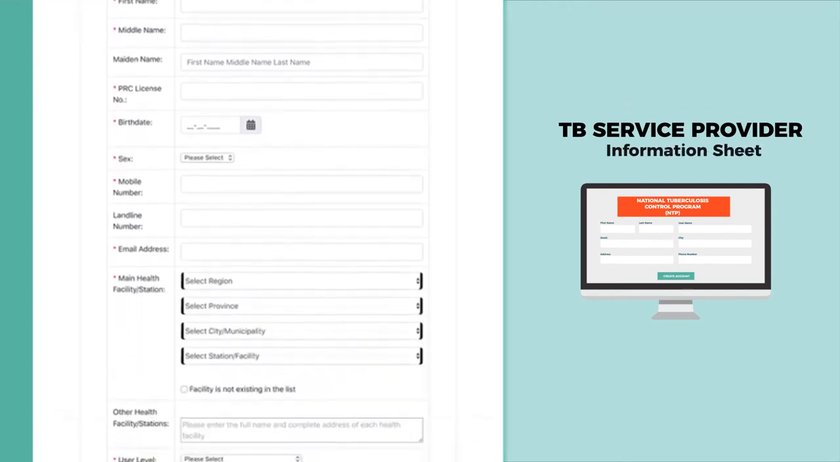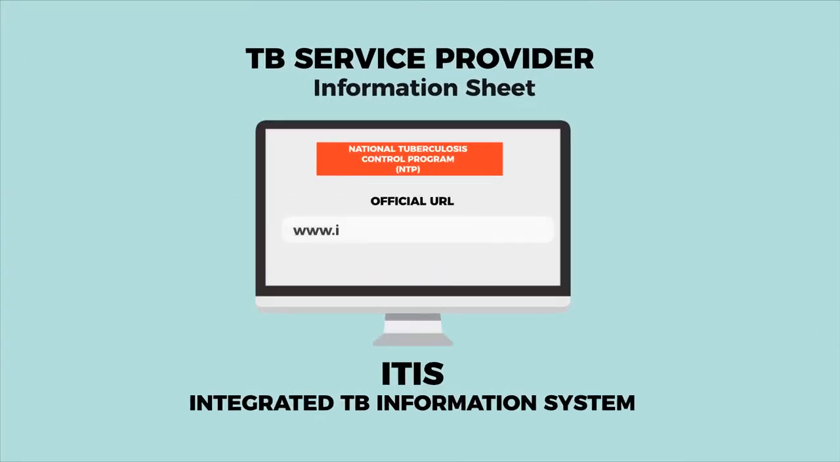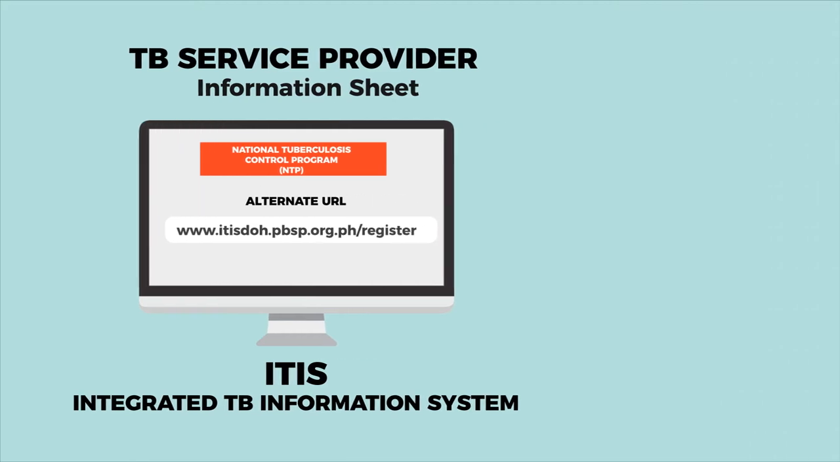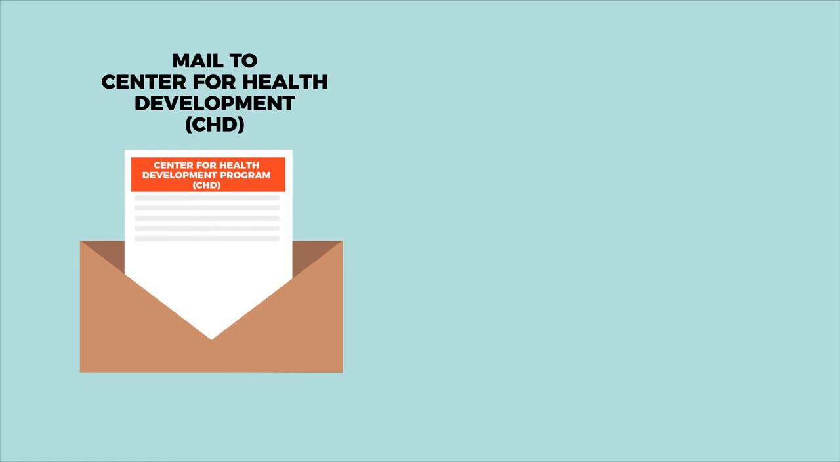This can be done online by visiting the website itis.doh.gov.ph/register or itis.doh.pbsp.org.ph/register, or offline by mailing the form via post to this address.